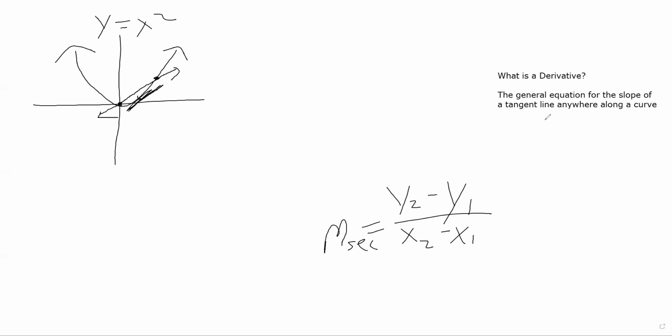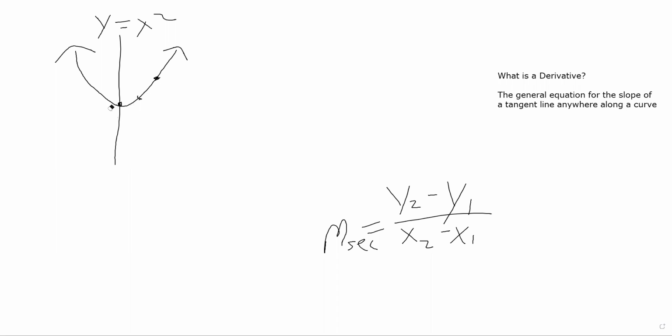Let's see how close I get. It passes through 1 point on the curve. It's going to be a little sloppy because it's very difficult to do it all here on this computer. So how can we find the equation for a tangent line? Well, let's look at it.